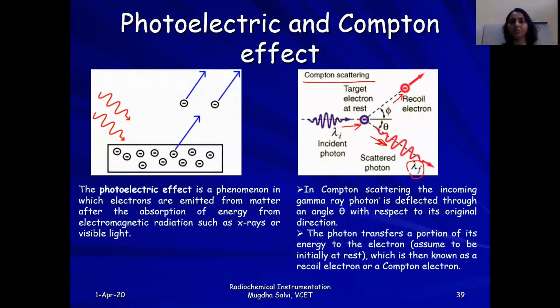We can just go through whatever is written. In Compton scattering, the incoming gamma ray photon is deflected through an angle theta with respect to its original direction. The photon transfers a portion of its energy to the electron, which is assumed at rest, known as the recoil electron or also the Compton electron.